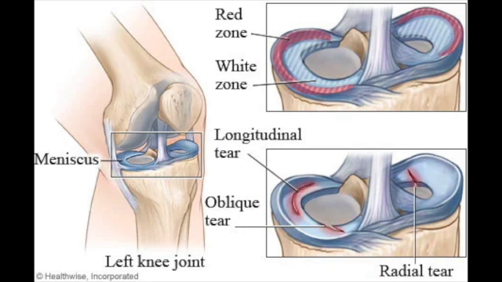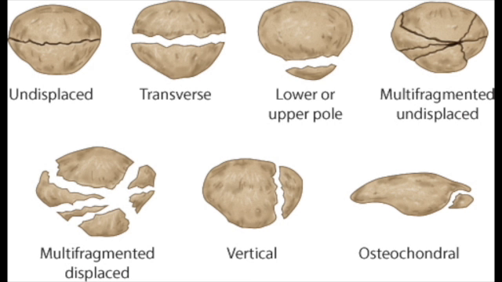MRI for diagnosis. Management is conservative with rest, ice, NSAIDs, orthopedic follow-up, and physical therapy. Can also do surgical arthroscopic repair or partial meniscectomy. Surgery is done for severe symptoms or persistent symptoms despite conservative management.